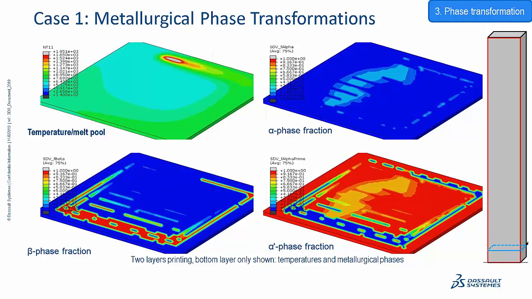Part of the available output are the phase fractions for the Type 64 part. Here are the contour evolution plots. Clockwise from top left, there are temperature, alpha phase fraction, alpha prime fraction, and beta phase fraction at the bottom left. Among them, the alpha prime phase fraction was created through the martensitic phase transformation due to rapid cooling.